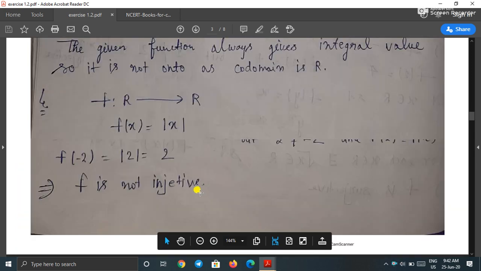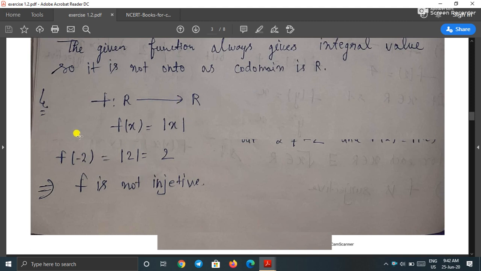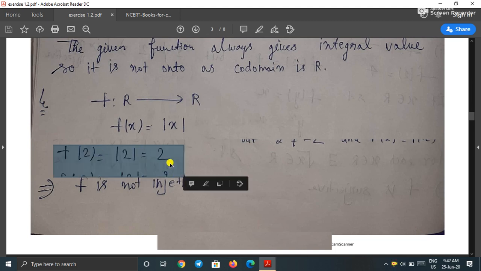surjective. Now check the injectivity of the function, or I can say check the function to be 1-1 or not. f of minus 2 is equal to 2. If we find the image of minus 2 it is 2, and if we find the image of 2 it is also 2. Means we have the different points 2 and minus 2 which have same images. So the function is also not 1-1. फंक्शन यहाँ पे 1 1 भी नहीं होगा क्योंकि आपको दो डिफरेंट नंबर ऐसे मिल गए जिनकी इमेज सेम है.